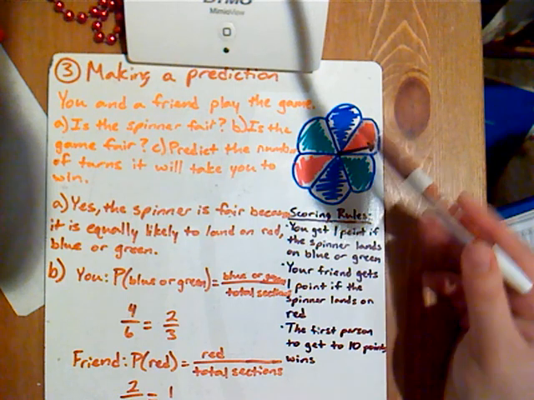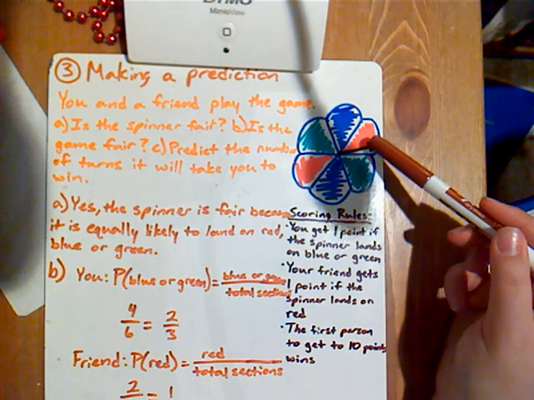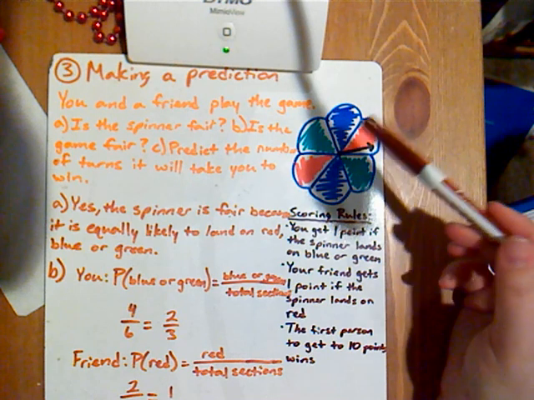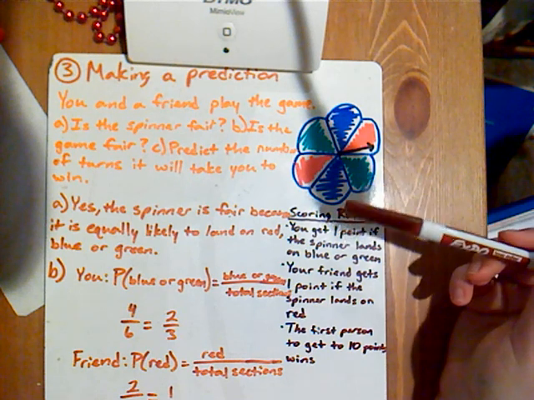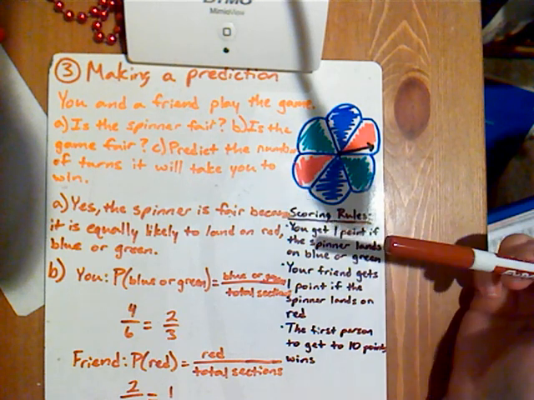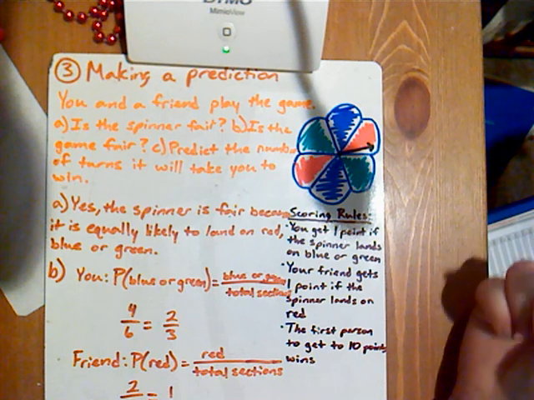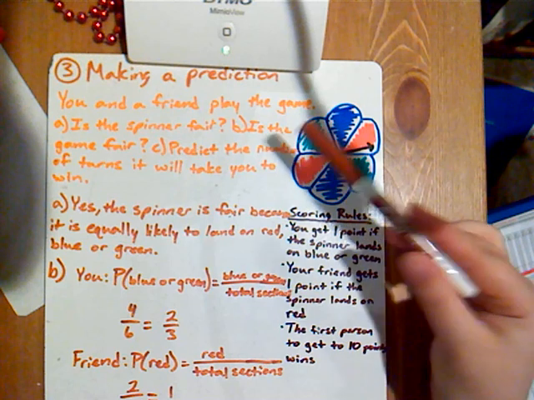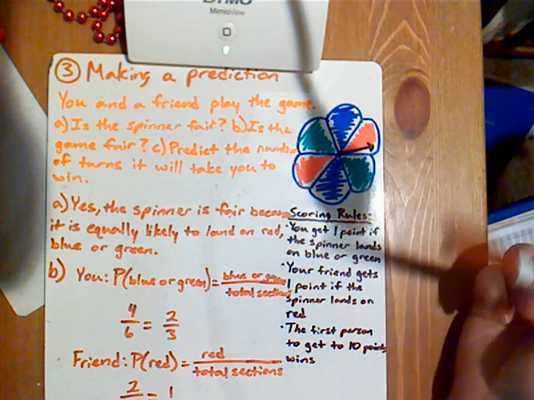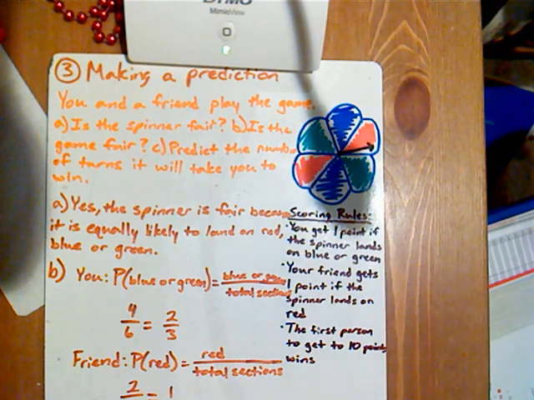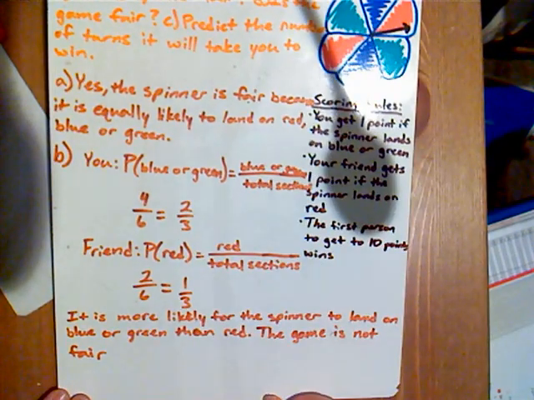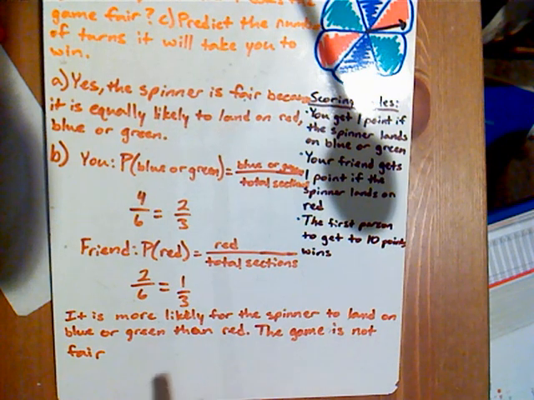So if we look at our spinner, we've got 2 blue, 2 green, and 2 red. So it is equally likely to land on each of the colors. And so yes, the spinner is fair because it is equally likely to land on red, green, or blue. B is asking, is the game fair? So we take our theoretical probability and we look for those probabilities.